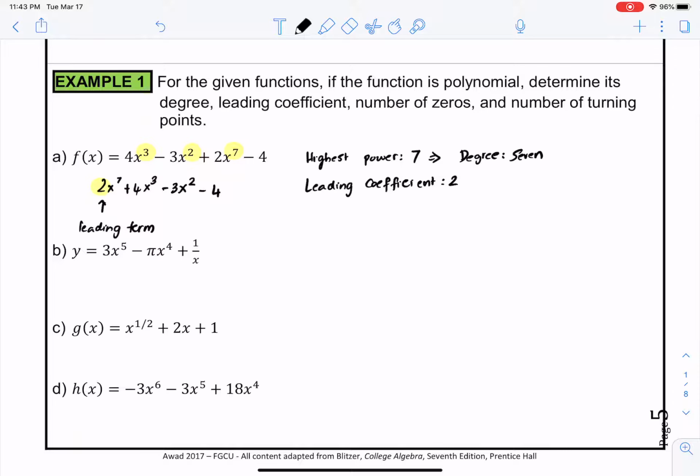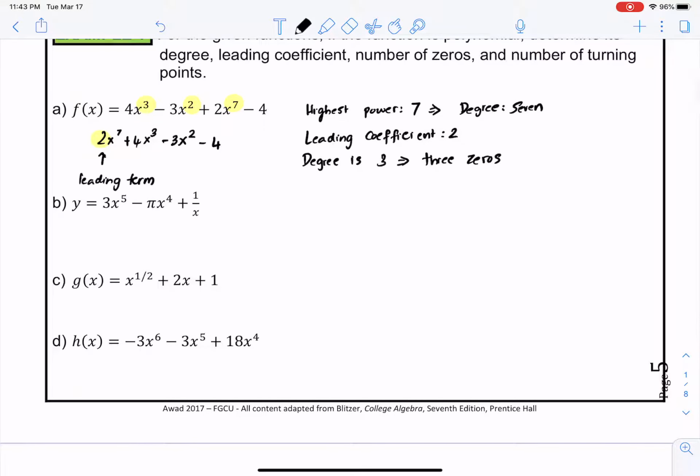Since the degree is 7, this would imply there would be 7 zeros. And since the degree is 7, it would have 7 minus 1 turning points, and 7 minus 1 is 6.